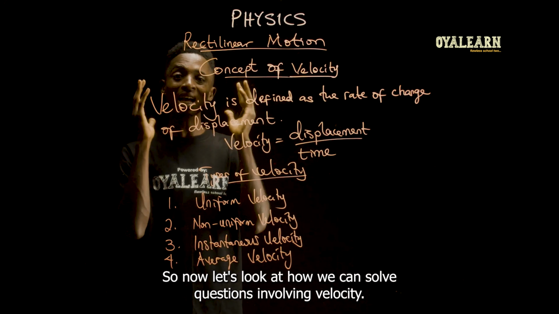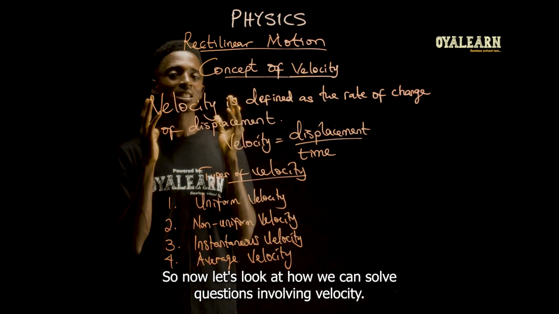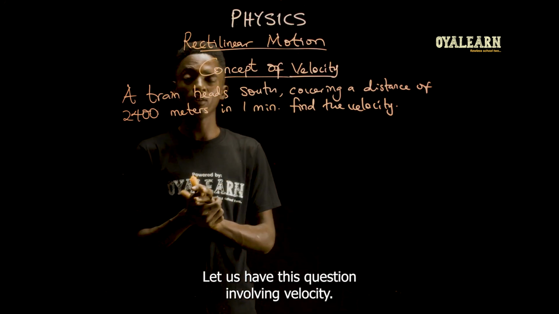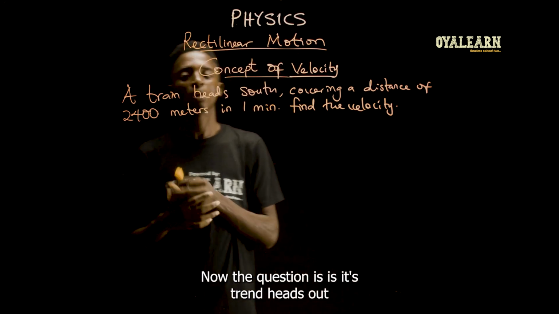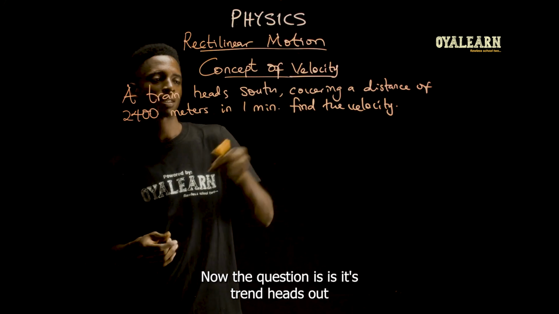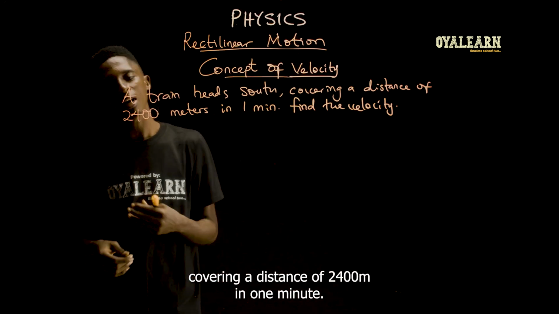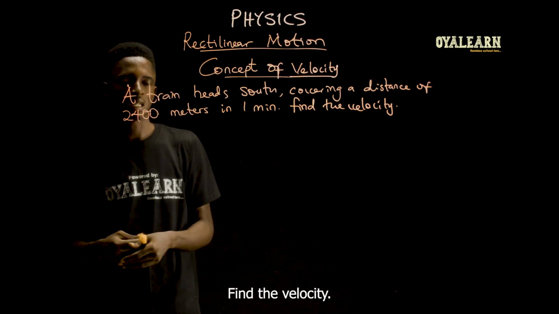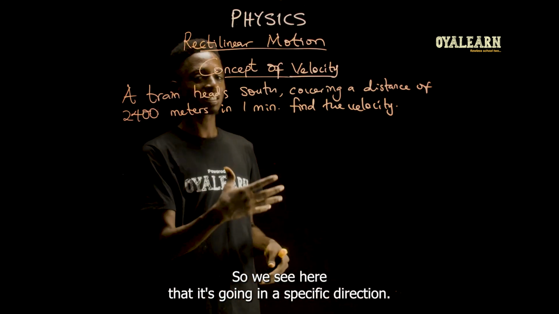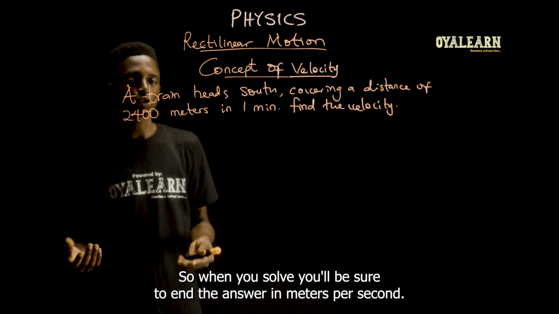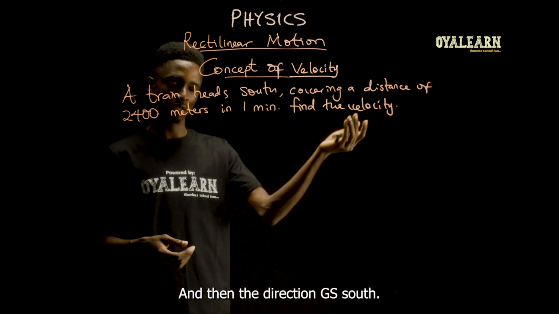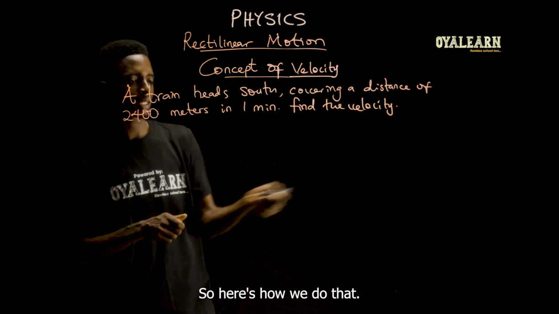So now let's look at how we can solve questions involving velocity. Let us solve this question. The question says a train heads south covering a distance of 2,400 meters in 1 minute. Find the velocity. We see here that it's going in a specific direction, so when you solve, be sure to end your answer in meters per second and then the direction, which is south. Here's how we do that.